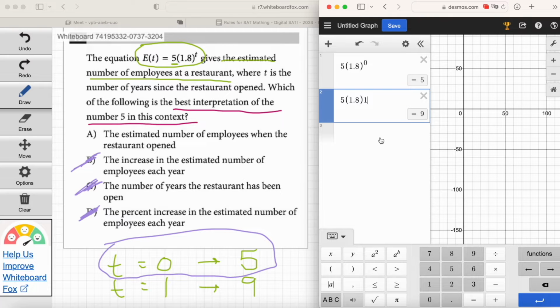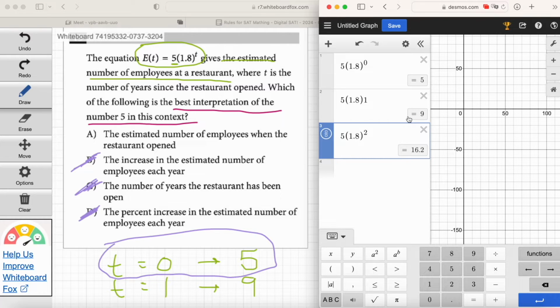Yes, it does. I mean, if you wanted, you could plug in a 2 as well for T and just see what happens. In fact, I just want to do that, just to show you it's going to make sense of this thing. So 5 times 1.8 to the power of 2, and that gives us 16.2. So that goes up. Again, it's going to be an 80% increase.